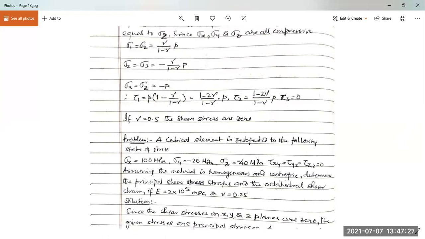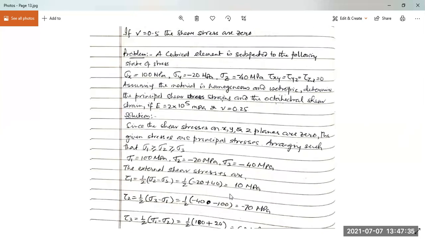Then let us go through a cubical element, another problem, which is stated like this. A cubical element is subject to the following state of stress. Sigma x is given as 100 MPa, sigma y is minus 20 MPa, sigma z is minus 40 MPa. These two are compressive in nature. And tau xy, tau yz, and tau zx are all equal to 0. Assuming the material is homogeneous and isotropic, determine the principal shear strain and the octahedral shear strain if E is equal to 2 into 10 to the power 5 MPa and gamma is equal to 0.25.